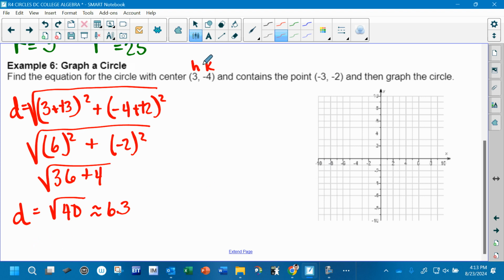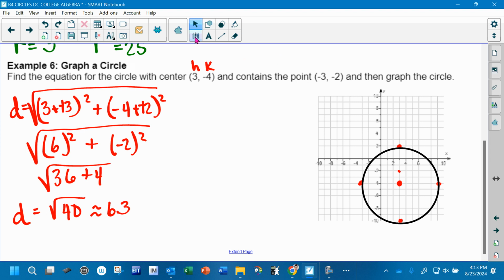So I'm going to go up here to the center. 3, 1, 2, 3, 4. So 1, 2, 3, 4, 5, 6. 1, 2, 3, 4, 5, 6. So I'm just doing 6 because it's 6.3. It's close enough. 1, 2, 3, 4, 5, 6. 1, 2, 3, 4, 5, 6. It's going to be close enough for us to just graph for this assignment.